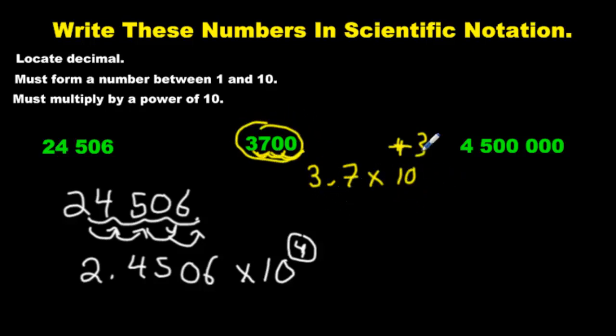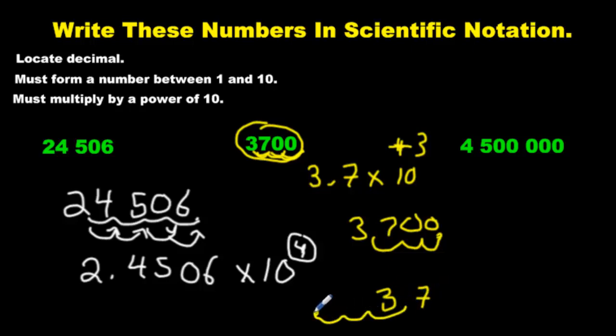Okay, let's test it out. Positive 3. We're going to take this decimal and move it to the right. We're going to go 1, 2, 3, and we got 3,700. If I left that as negative 3, it would have formed this. It would have gone 1, 2, 3, put that there, and you would have got 0.0037. That's obviously not the same as 3,700. So we are going to erase that. That's gone.